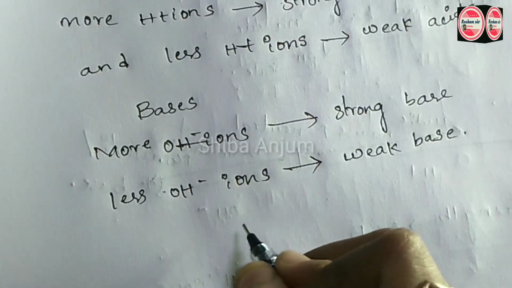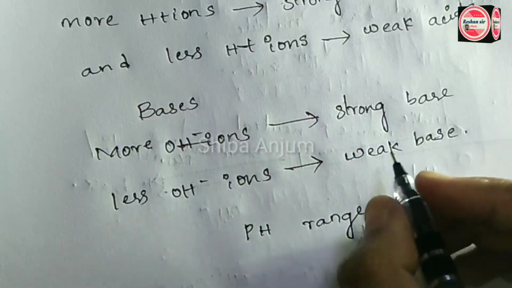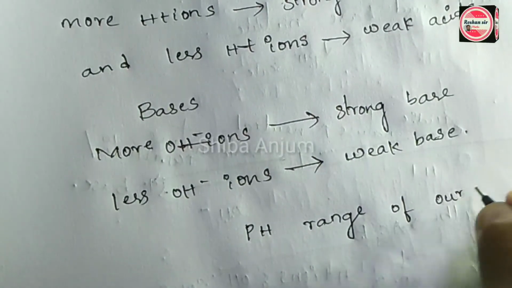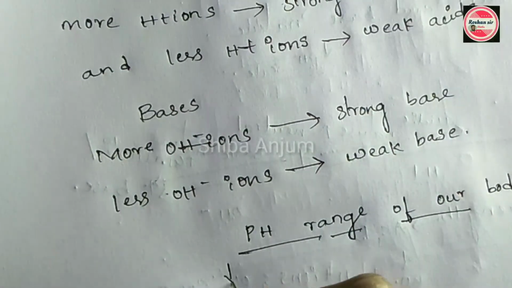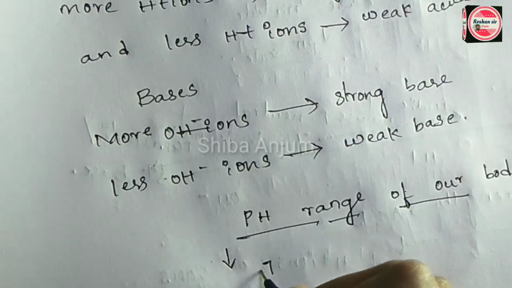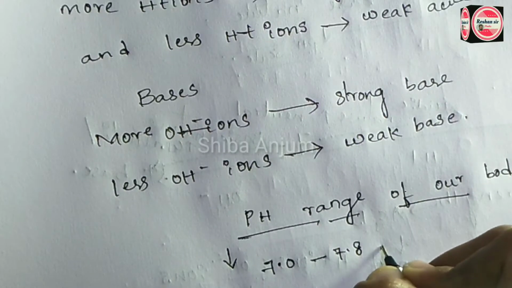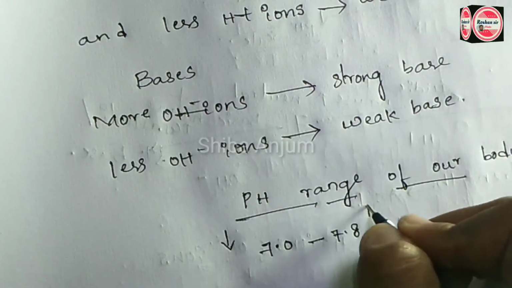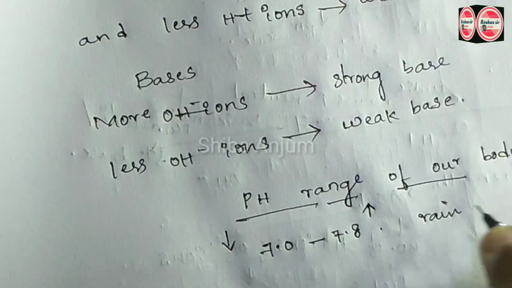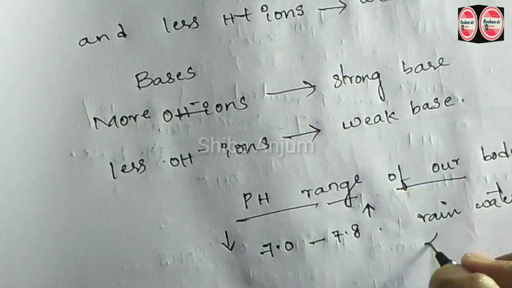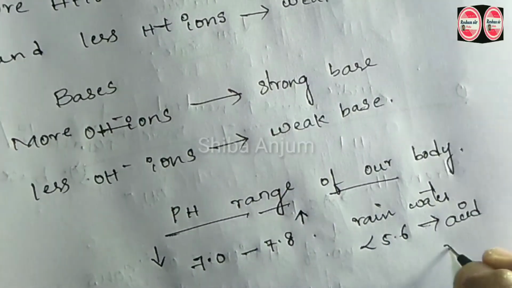Now let's talk about the pH range of our body. Our body works within the pH range of 7.0 to 7.8. Living organisms can survive only in a narrow pH range. When the pH of rainwater is less than 5.6, it is called acid rain.